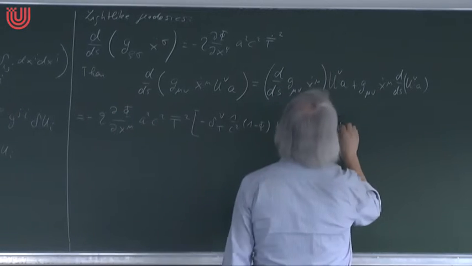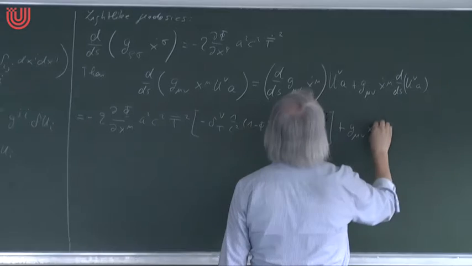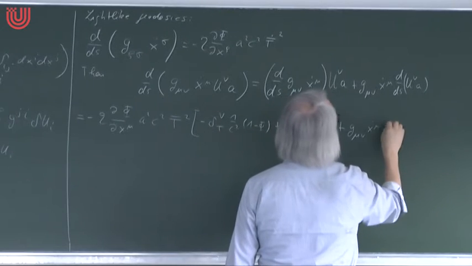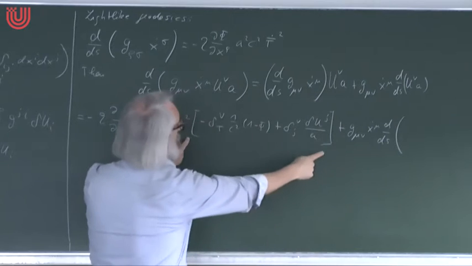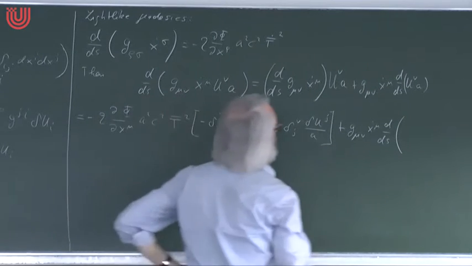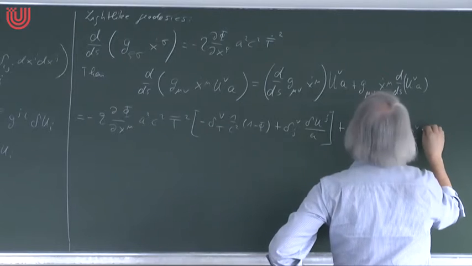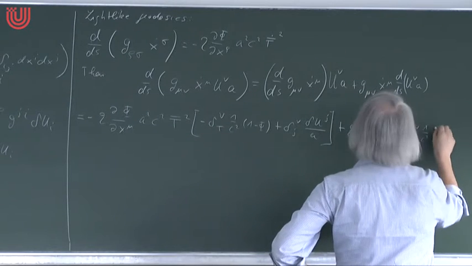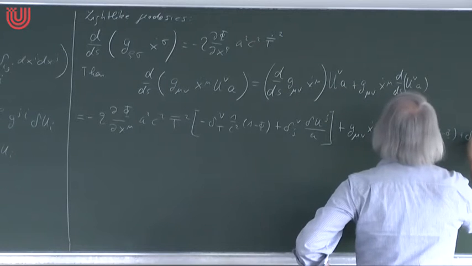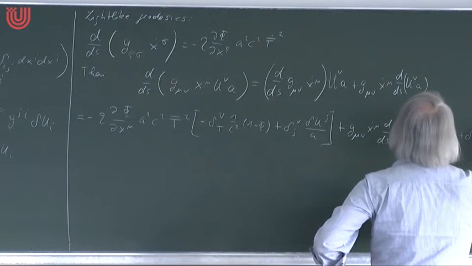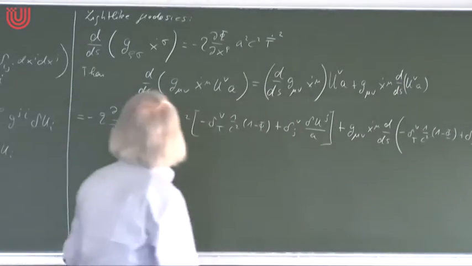And the second term is, let me just copy the first term and calculate the derivative here. This is d by ds of what? It's the same expression. Minus delta mu t 1 over c squared 1 minus phi plus delta nu j delta uj over a.